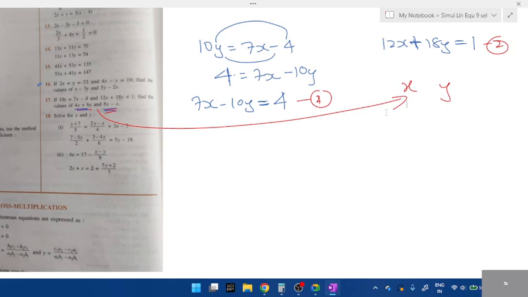Got it? No, no, don't tell the answer. Then all of you complete. I'll ask later. If you have your textbook, just cross check the answers.